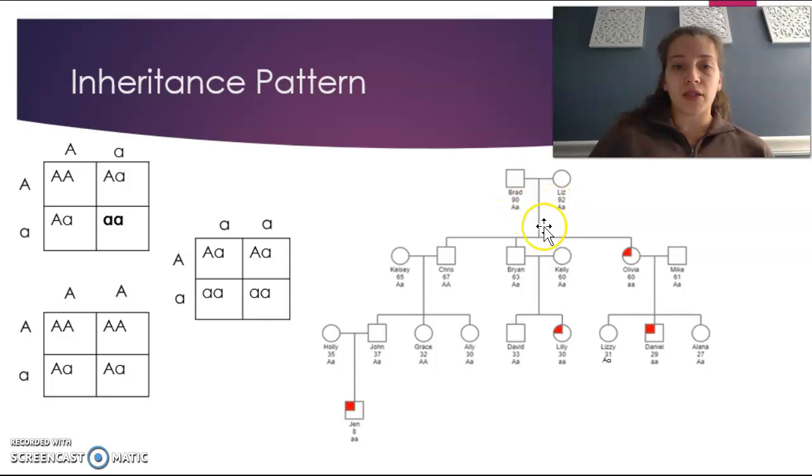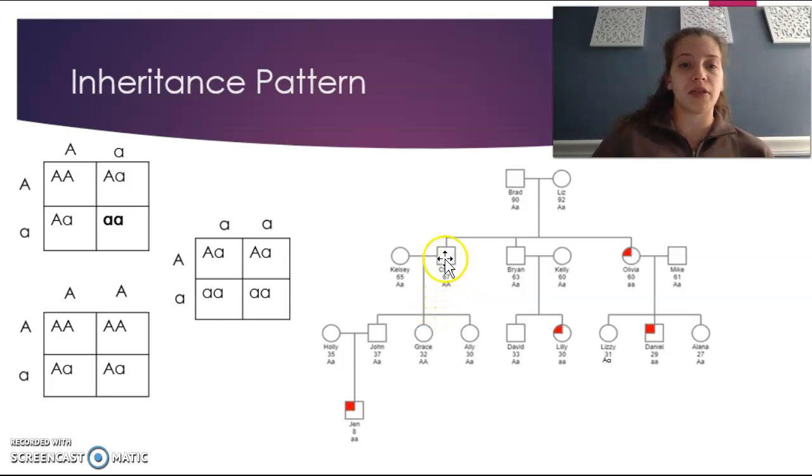Similarly to Brad and Liz, Brian and Kelly have the same genotypes, and they will have the 25% chance of producing an offspring with cystic fibrosis. They have 2 children. One is heterozygous, big A, little a, a carrier but not afflicted. And then one ends up being one of the 25%, Lily, with little a, homozygous recessive, and she has cystic fibrosis.